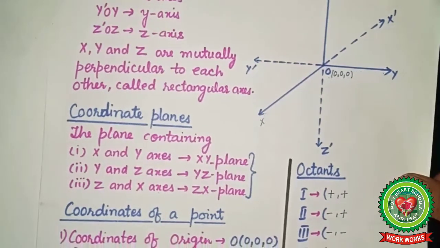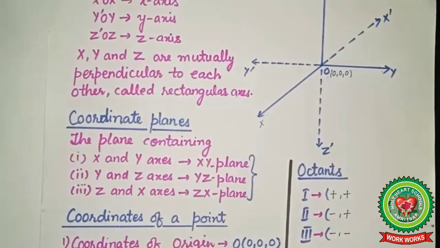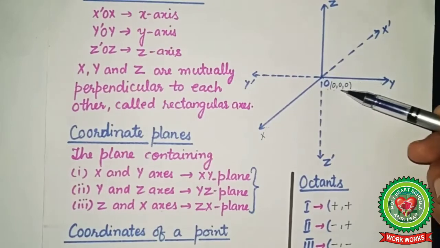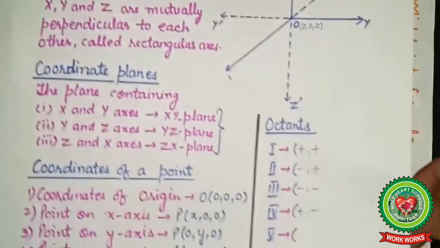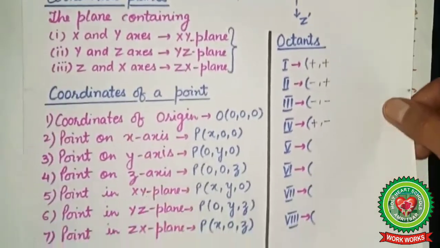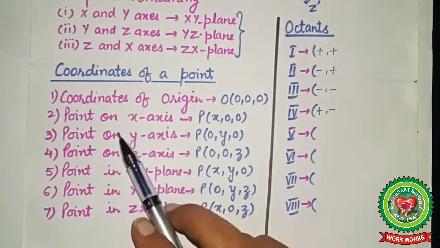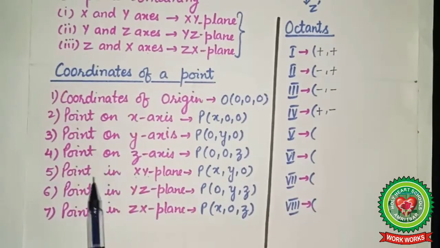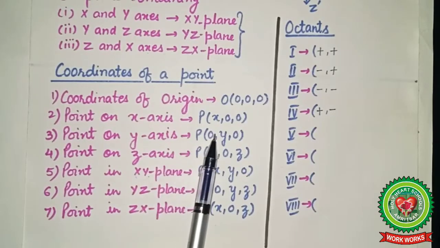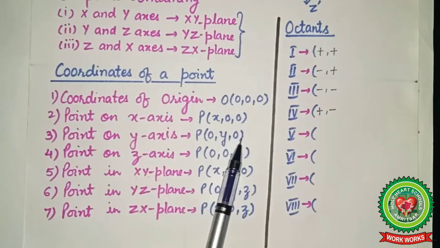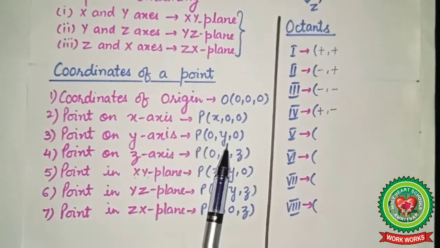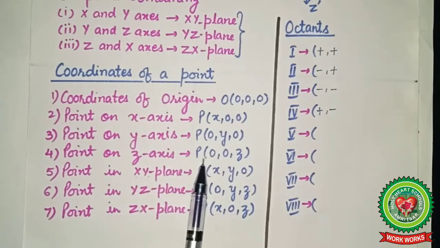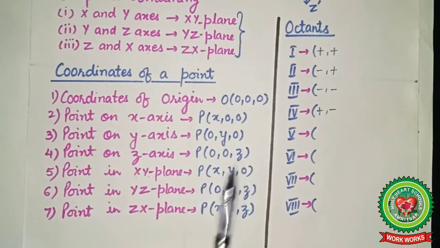Now, first of all, origin is there, where three axes meet is called the origin and the coordinates of origin are 0, 0, 0. Next is point on x-axis. It is denoted as P(x, 0, 0). Next is point on y-axis. It is P(0, y, 0). Only y-axis coordinate will be there, others are 0. Point on z-axis, it is P(0, 0, z).